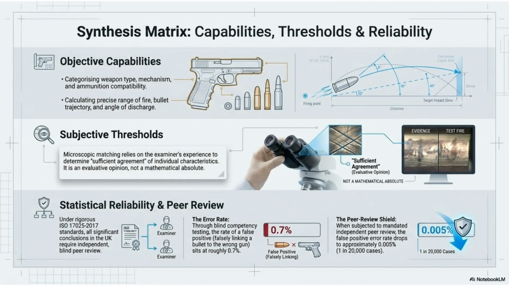Ballistics evidence has both objective capabilities and subjective thresholds. Microscopic matching relies on the examiner's experience. Rigorous standards, like ISO 17025, and blind peer review ensure statistical reliability, reducing the false positive error rate.